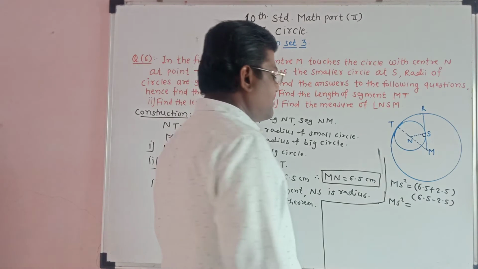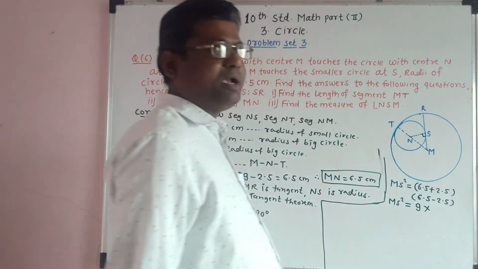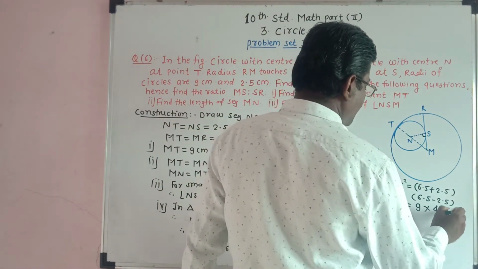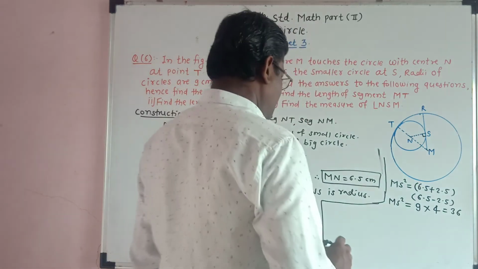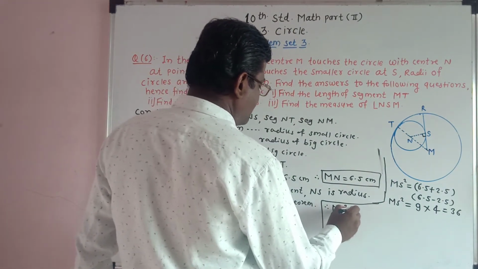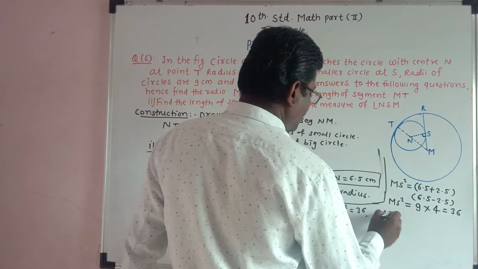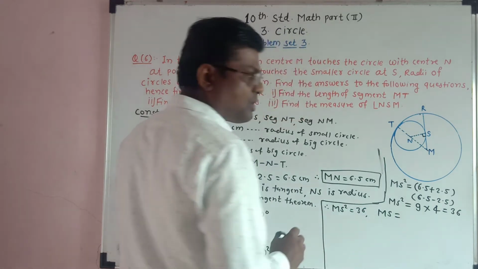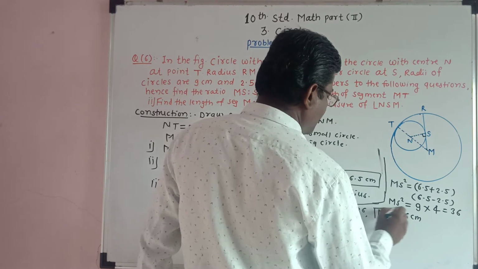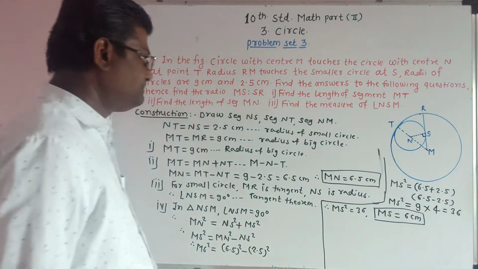6.5 plus 2.5 is 9, and 6.5 minus 2.5 is 4. 9 into 4 is 36. Therefore we get MS square is equal to 36. Therefore MS is equal to square root of 36, which is 6 centimeter.